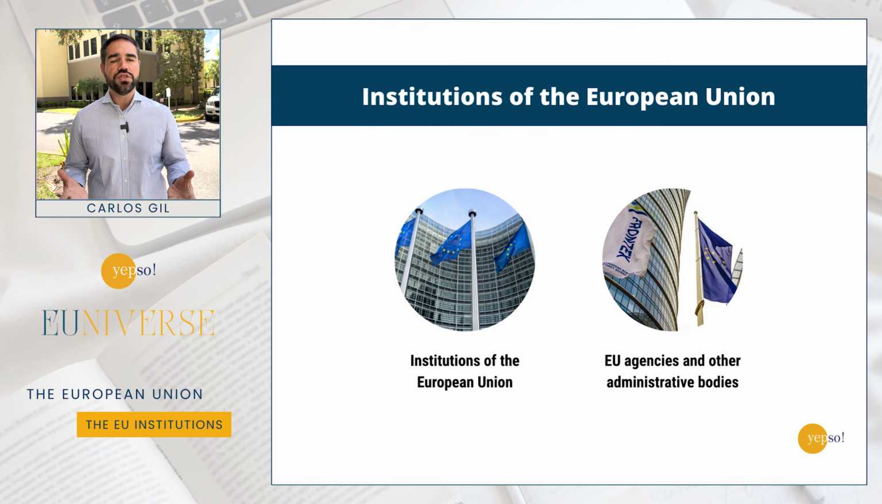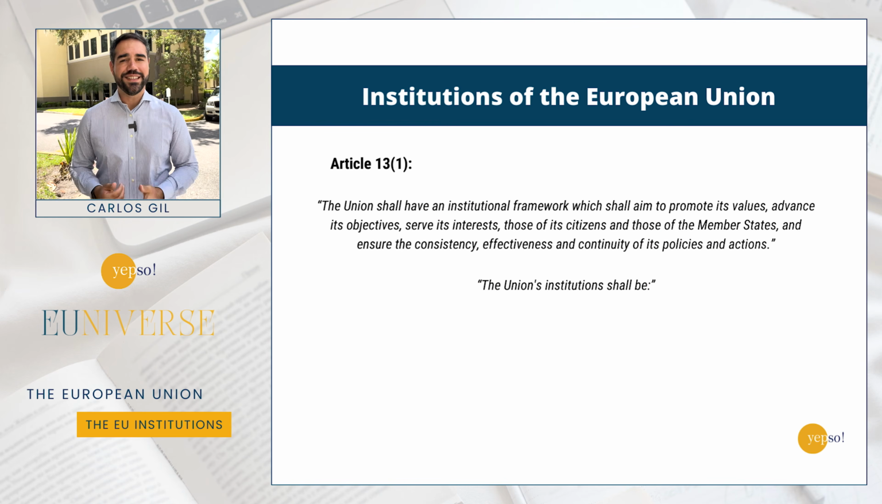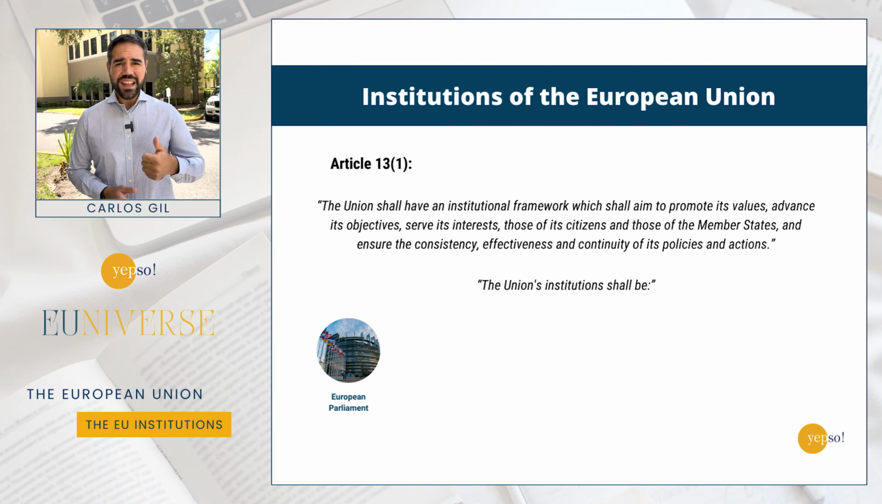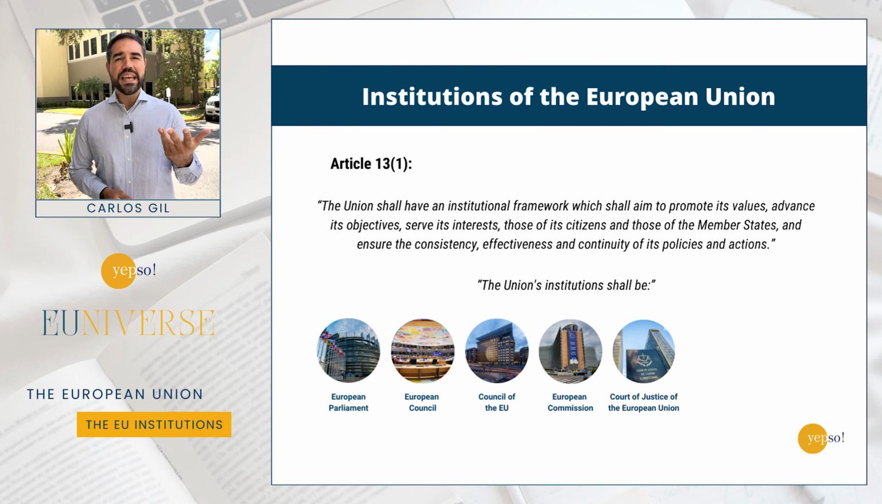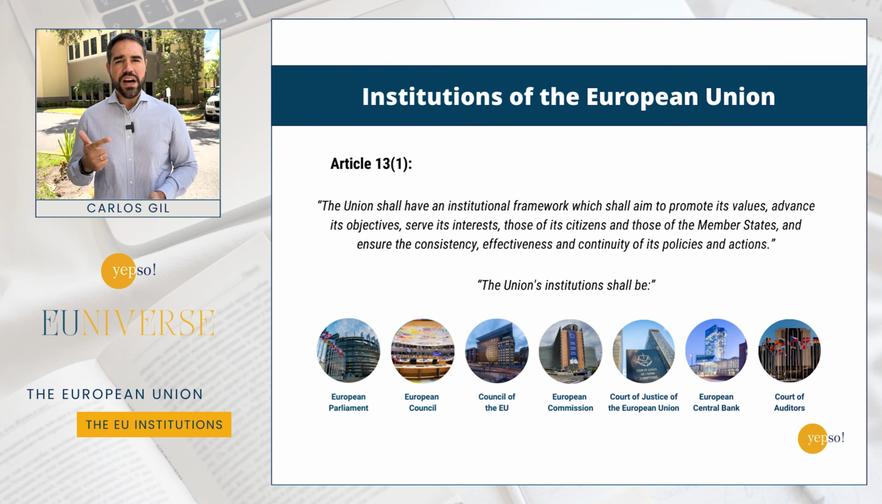Which are the institutions of the European Union? That's a fair question, isn't it? This is actually very straightforward to define clearly. And I say this because the Treaty on European Union, in its Article 13, paragraph 1, states plainly that the European Union's institutions shall be the European Parliament, the European Council, the Council, the European Commission, the Court of Justice of the European Union, the European Central Bank, and finally, the European Court of Auditors. These are the 7 institutions, no more, no fewer.